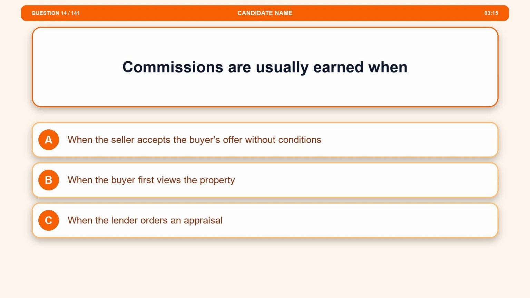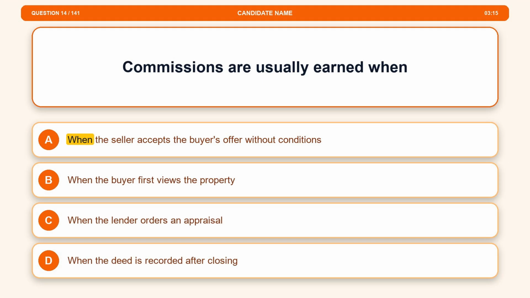Question 14. Commissions are usually earned when? Option A. When the seller accepts the buyer's offer without conditions. Option B. When the buyer first views the property. Option C. When the lender orders an appraisal. Option D. When the deed is recorded after closing.